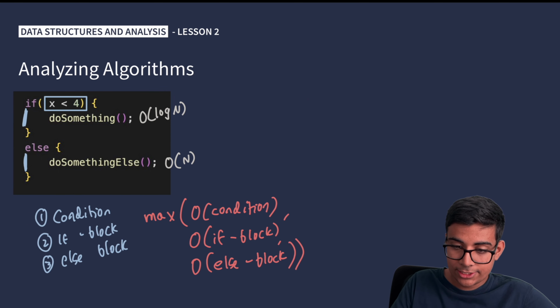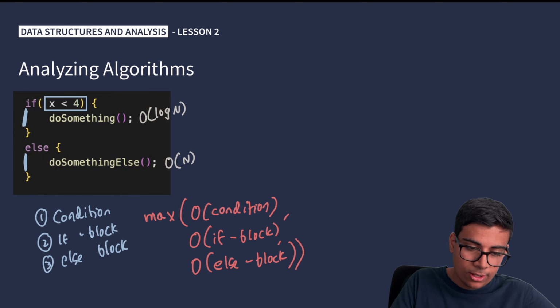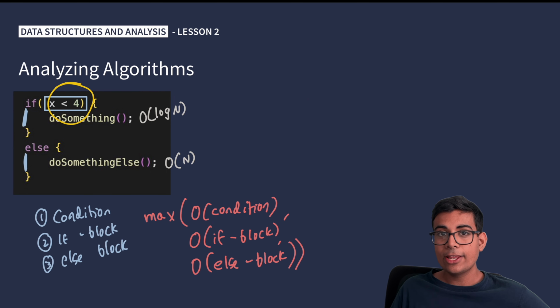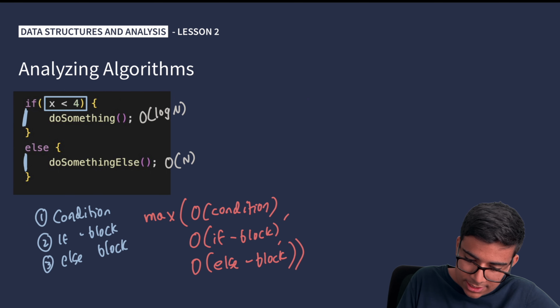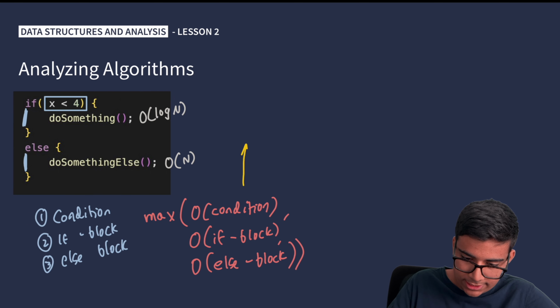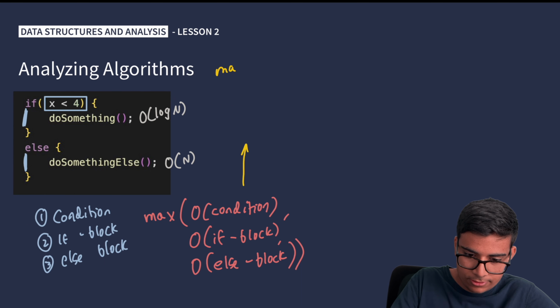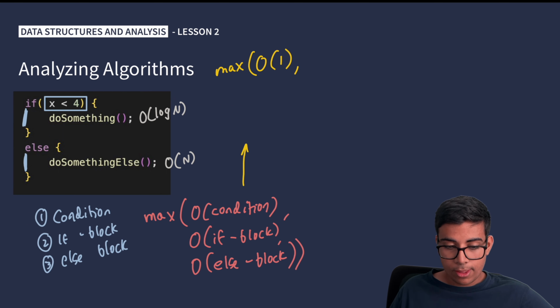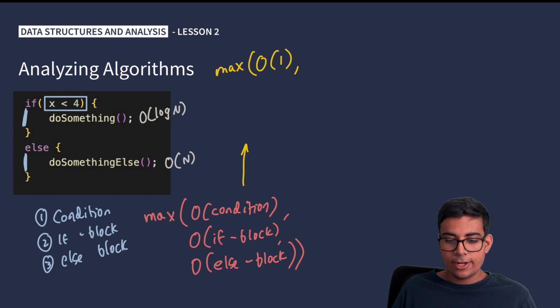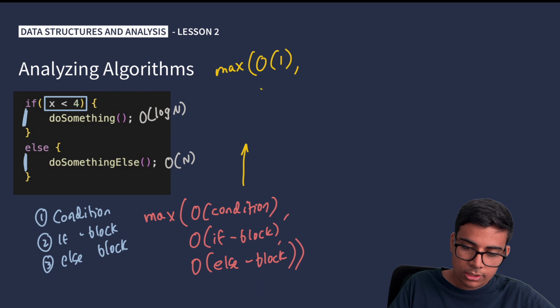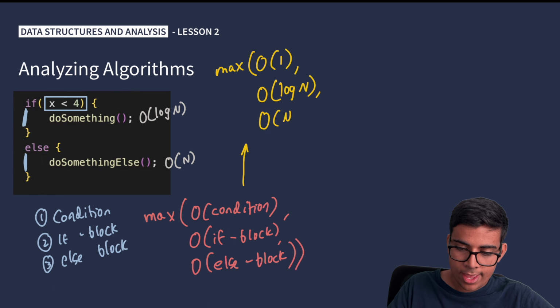Well, we can say very clearly that x less than 4 is an arithmetic-type operation: no matter what inputs we have, it's always going to run the same amount of time because it's a comparison. So this is going to be O of 1. I'll put an arrow. So our first thing that we were checking was the max of our condition, which is O of 1. Then what is our if block? There's only one thing in our if block, and it's O log n. Our entire if block is going to run in O log n time. So I can write here O log n. And then our else block is going to be this O of n.